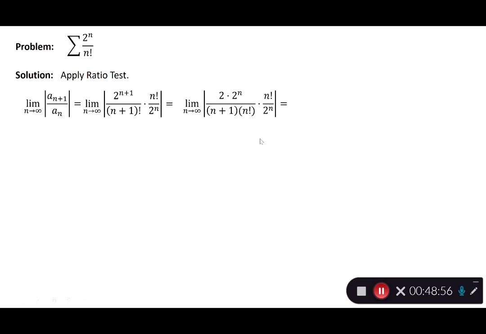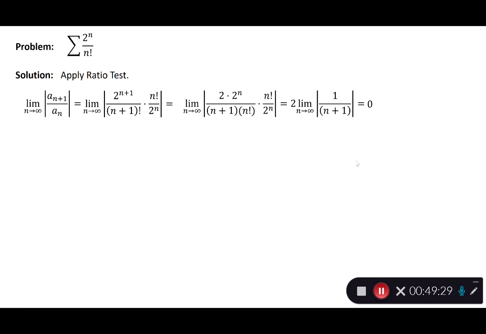Why did we do that? So we can see that 2 to the n and 2 to the n cancel out. This n factorial cancels out with n factorial here, leaving us with, we can pull the 2 out because it's just a constant, the limit of 1 over n plus 1. The limit of 1 over n plus 1 as n approaches infinity, absolute value of that, is clearly 0, because as n goes to infinity, 1 over n plus 1 goes to 0, and so 2 times 0 is 0.